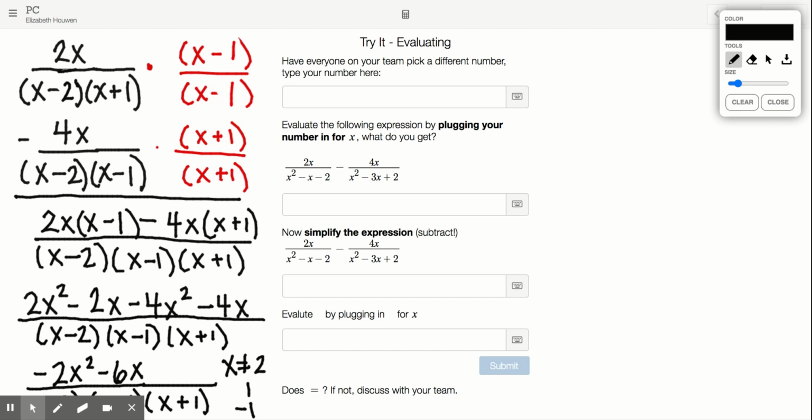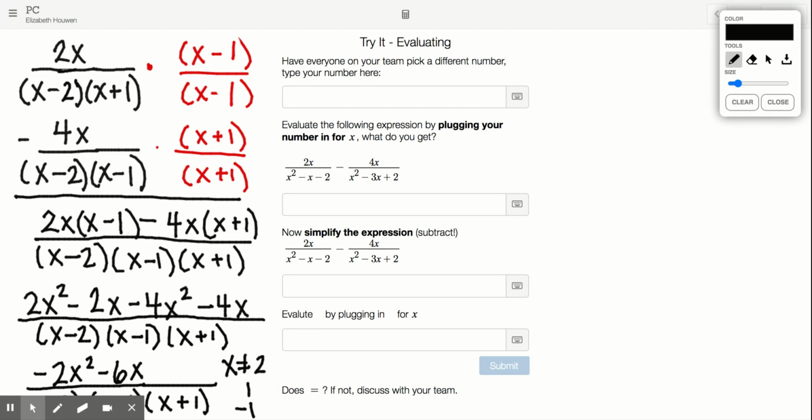Okay, so here's an example of how we can do step one, which is evaluating, with the problem that we just did. So here's the problem that we just did. And our solution, which I guess you can't see because of this thing at the bottom, which I can't seem to move, was negative 2x squared minus 2x over x minus 2, x minus 1, x plus 1.